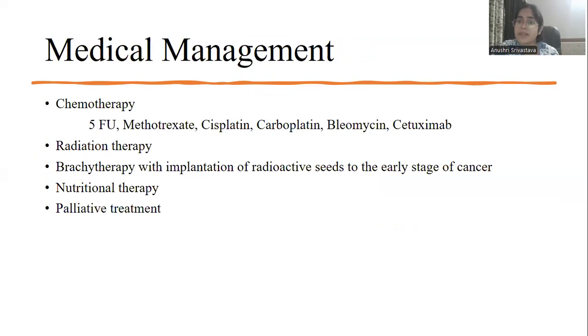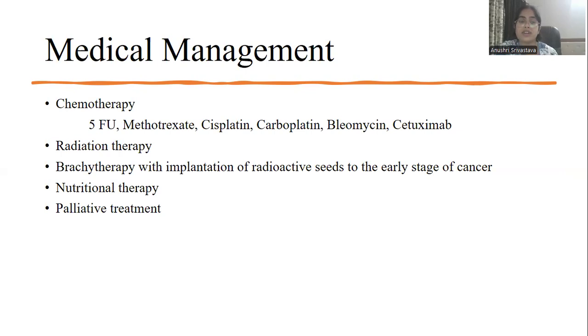So what is its medical management? How are we going to manage it medically? See, this is a cancer, oral cavity cancer. So what we have to do is give chemotherapeutic drugs. What are the chemotherapeutic drugs we are going to give? It can be 5-FU, methotrexate, cisplatin, carboplatin, bleomycin, and cetuximab. These are the chemotherapeutic drugs we can give.